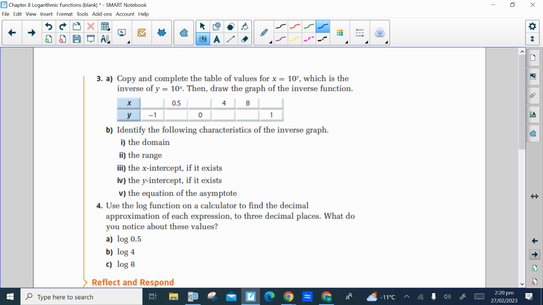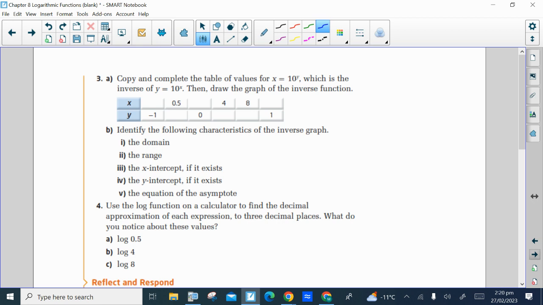Now, 3 says copy and complete the table of values for x equals 10 to the y, which is the inverse of y equals 10 to the x, right? We started with y equals 10 to the x. To get the inverse of that, normally our first step is to change x and y. And then normally we get y by itself. But based on what we've learned right now, we cannot do anything to get y by itself in that equation. But we have the table of values from y equals 10 to the x. Remember, to get the table for the inverse, you just take the table from the original and you switch the x and y values around.